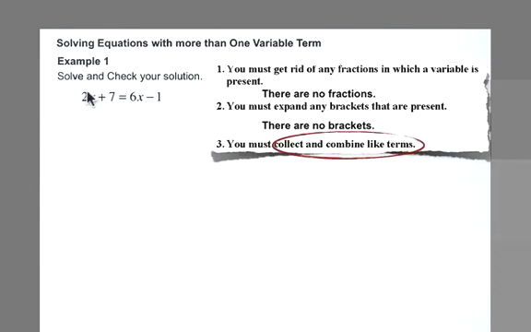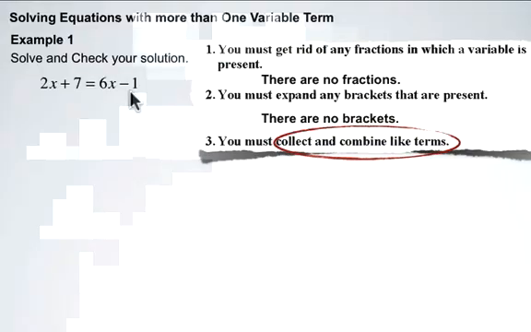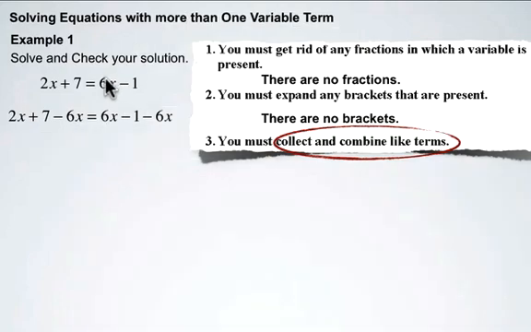We have like terms here. We have 2x and 6x, so we need to get those together. We also have constants, 7 and -1, so we need to get those together as well. So we are going to start with step number 3 in order to get to a solution. So the first thing we're going to do is deal with this 6x. It's not in the right place. I want to get rid of it. The opposite of positive or add 6x is subtract 6x. So I subtract 6x from both sides.